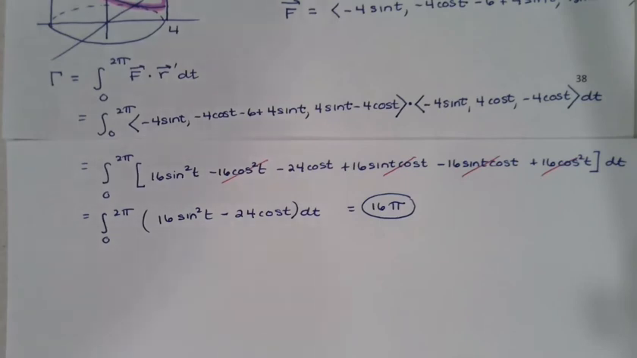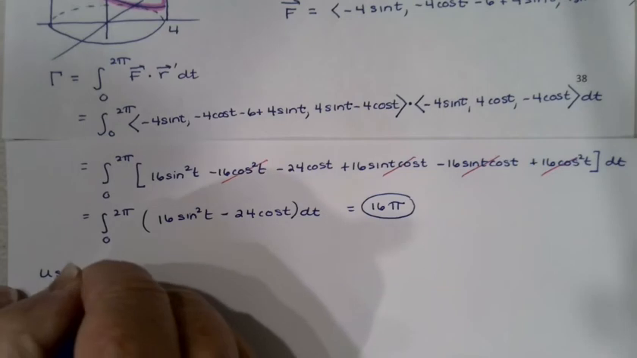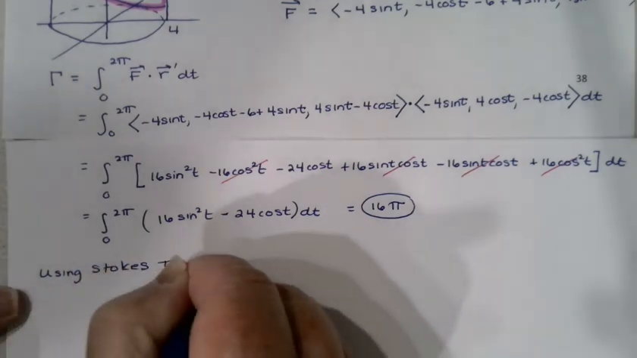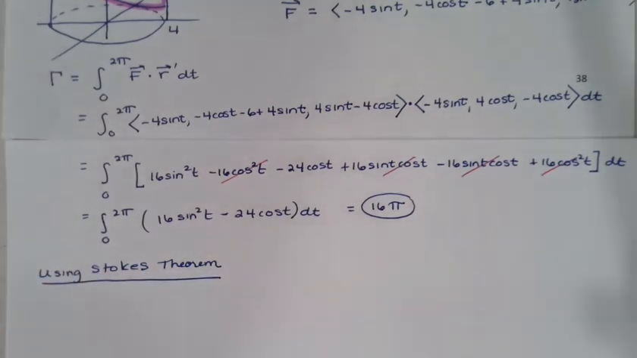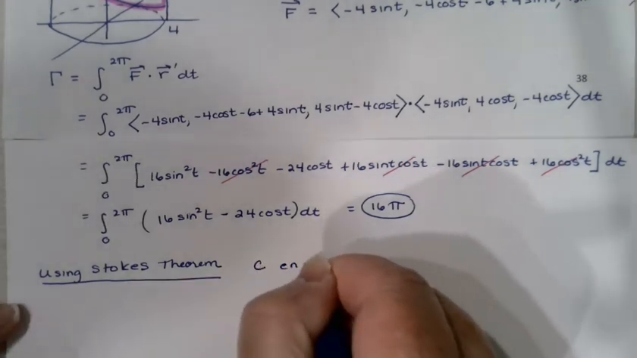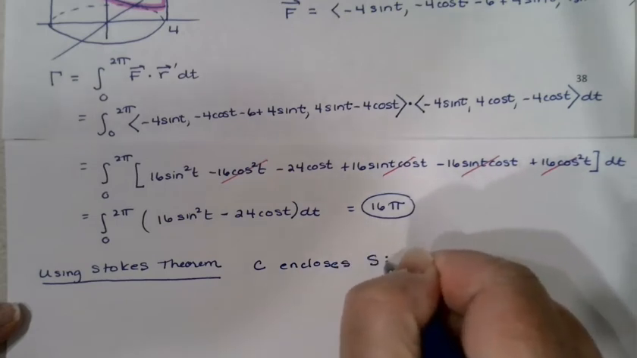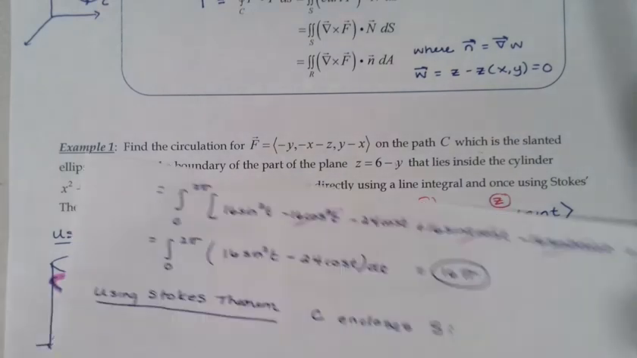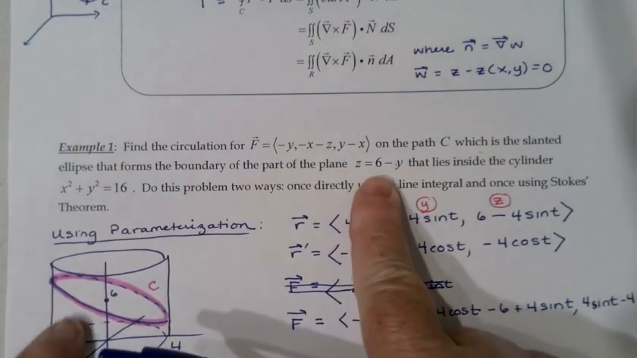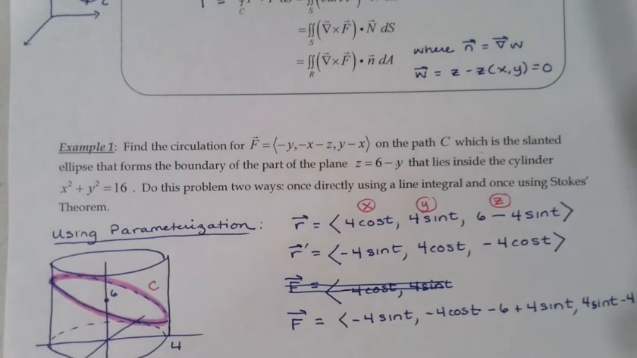We now want to take a look at this using Stokes' theorem. Of course, we should get the same answer, but let's see how that works. First of all, notice that Stokes' theorem applies. In order to use Stokes' theorem, I have to have a closed curve, and my curve has to enclose some surface. So in this case, my curve C encloses the surface S, and S, if I take a look again, was this plane, z = 6 - y, within the curve C. So this is our S in here.